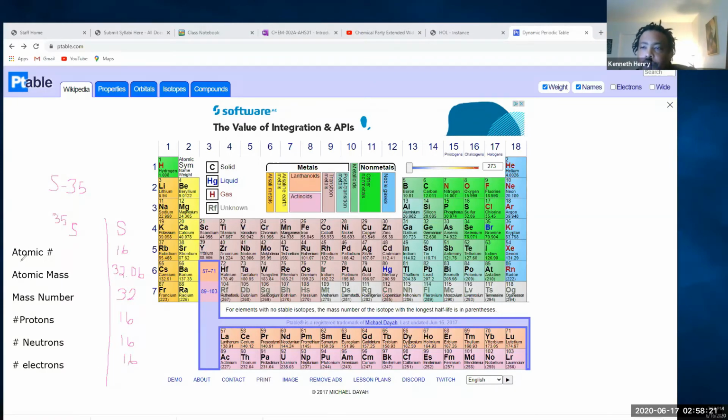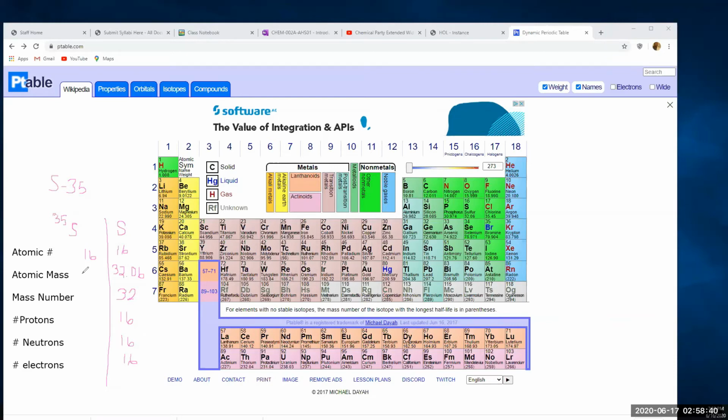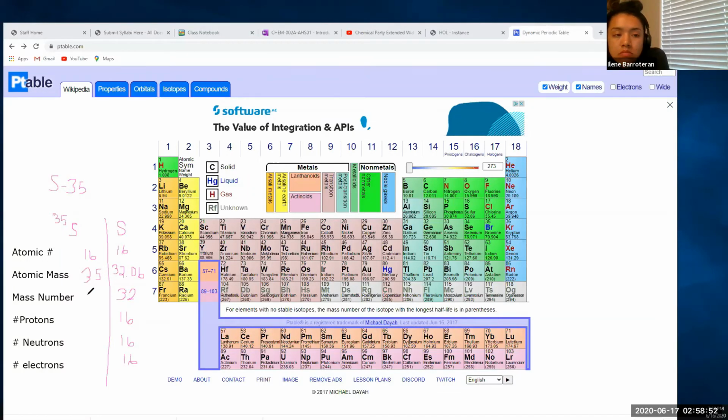So the atomic number for S-35? 16. That's right. Atomic mass for S-35? Atomic mass would still be the same. No, it would not be 32. Oh, it's 35 then. It is 35. The mass number, 35.